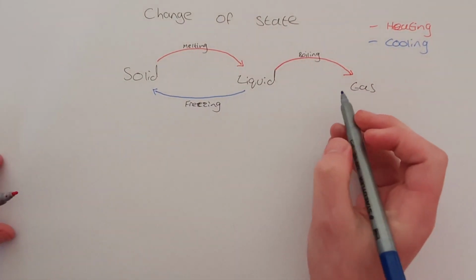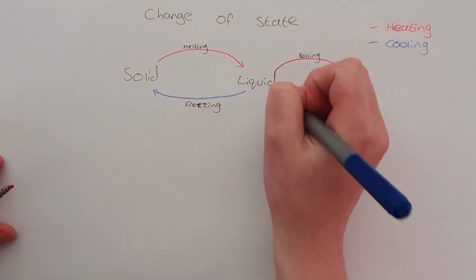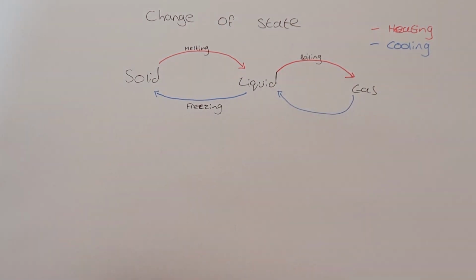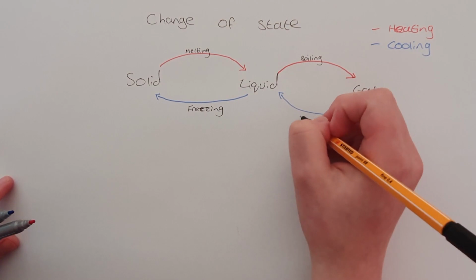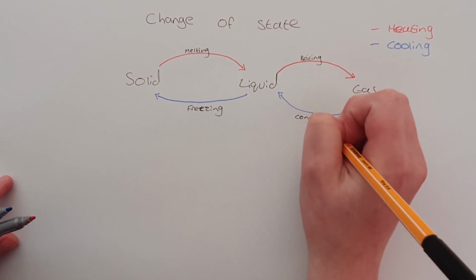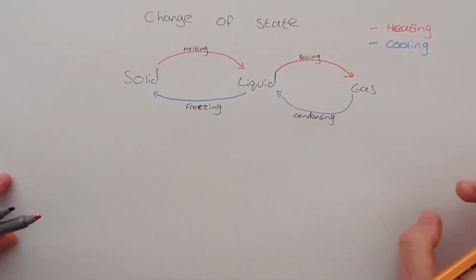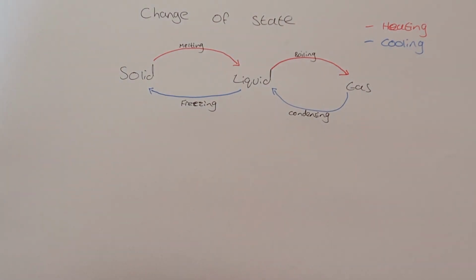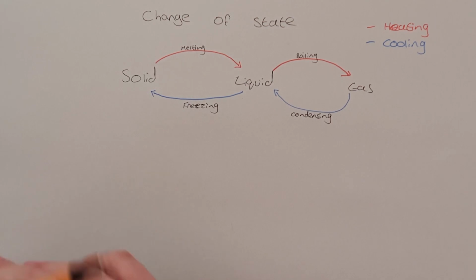And again, if we remove heat from the system to get from a gas to a liquid, we call this condensation. And you can see that on a bathroom mirror. If you have a hot shower and the mirror is cold, it will condense water vapour, which will change to a liquid.